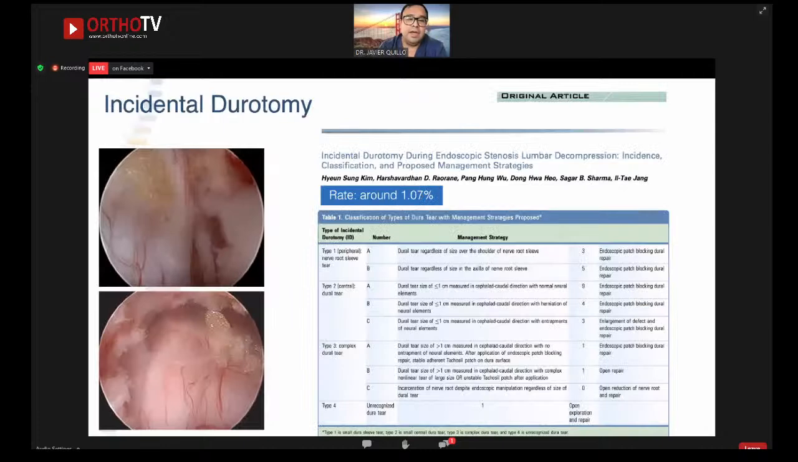Obviously, incidental durotomy is a big problem, but thank God, we have a low rate of durotomies, and we have several options to treat it.